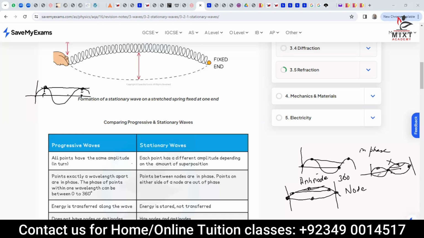Phase means the difference between the two waves on the crest or either on the trough. One value will repeat within 0 to 360 angles. That's what that means. On the other side, in stationary waves, points between nodes are in phase, and points on either side of the nodes are out of phase. The fourth one: a progressive wave does not have nodes or antinodes. In a progressive wave, we have compression or rarefaction, or either crest or trough, while in the stationary wave you have nodes and antinodes.